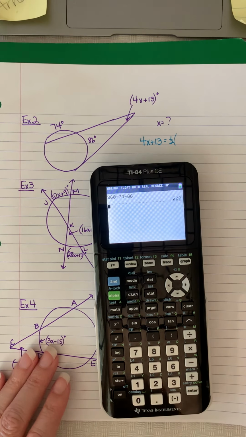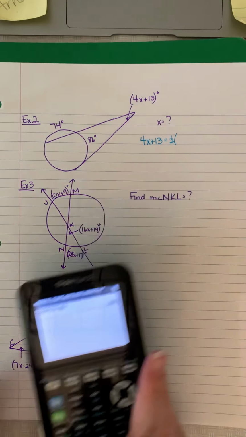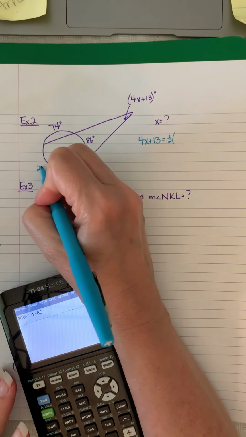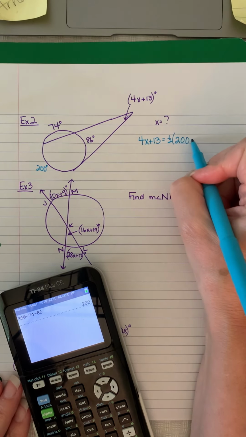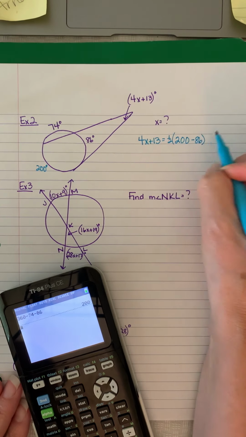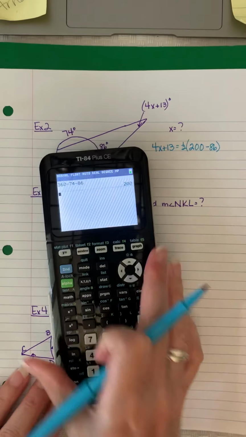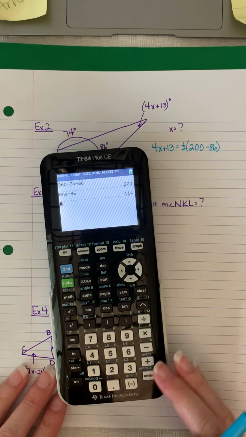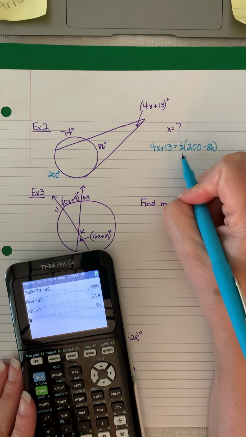Let me just double check over here. You will get 200, so this arc is a 200-degree arc. So we will have 200 minus 86. I like to simplify this side. So if I do 200 minus 86 and then take half of that, this side simplifies to 57.